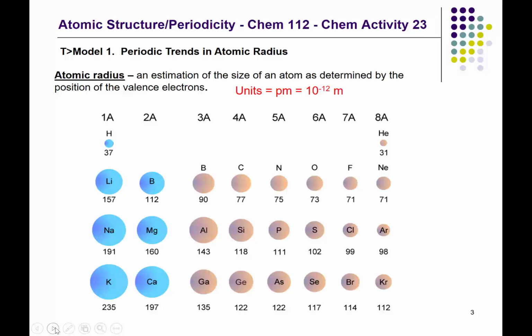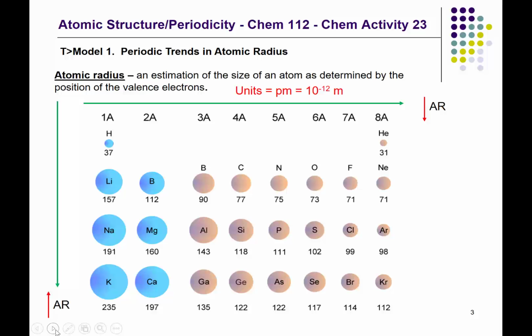Across the periodic table, I think you can see that the size or the atomic radius of the atom decreases. And so I'll just summarize it here. Down the periodic table, hopefully you can see that the size of the atom or the atomic radius increases.